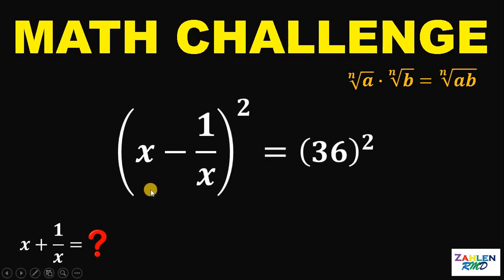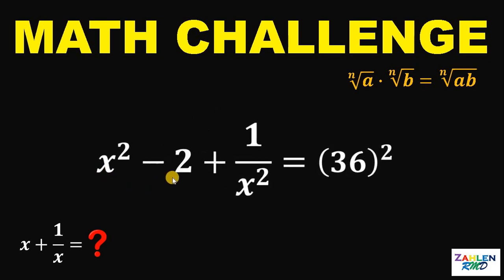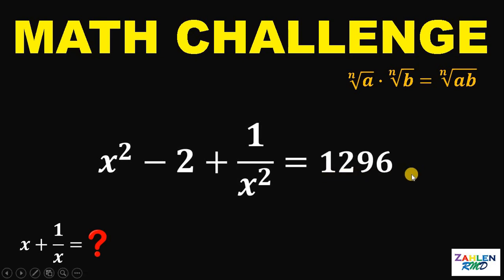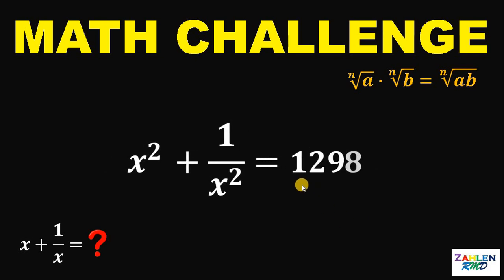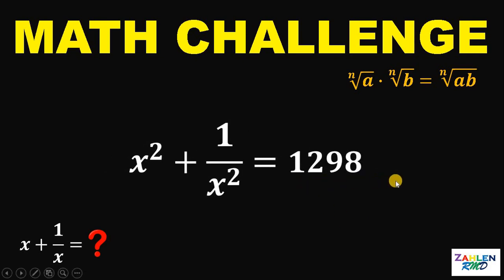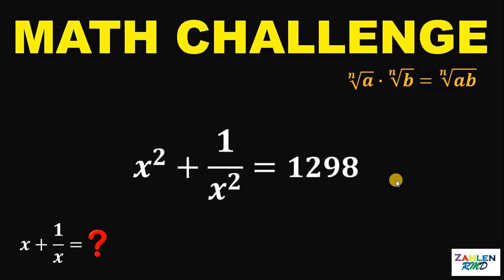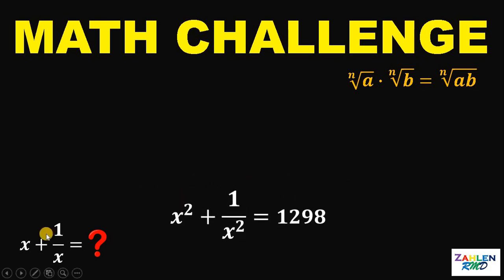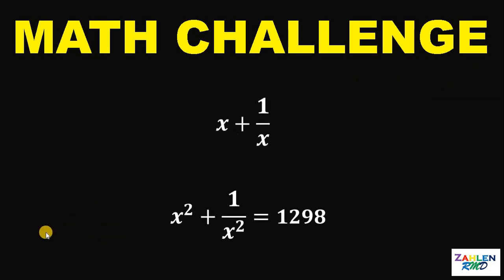Now, the left-hand side is equivalent to x squared minus 2 plus 1 over x squared. And 36 squared is just 1,296. Now, add 2 on both sides. This is just 1,298. Now, let's set aside this result and let's focus on the expression that we want to find.